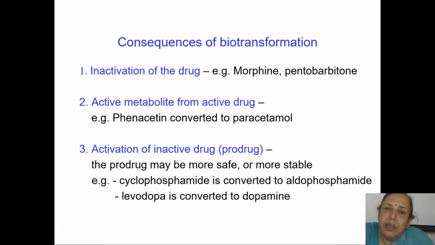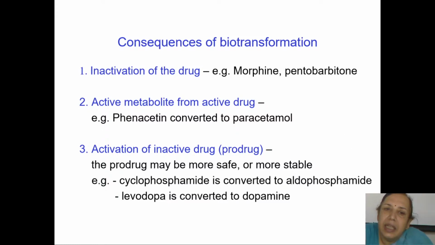Now, what are the consequences of biotransformation? What happens when a drug undergoes biotransformation? First is the inactivation of a drug. Most drugs, when they undergo biotransformation or metabolism, become inactive. So when we say a drug has undergone metabolism, for most drugs it means that the drug has become inactive, not biologically active. Its form has changed, its properties have changed, its biological properties are affected and it is not able to produce its action.